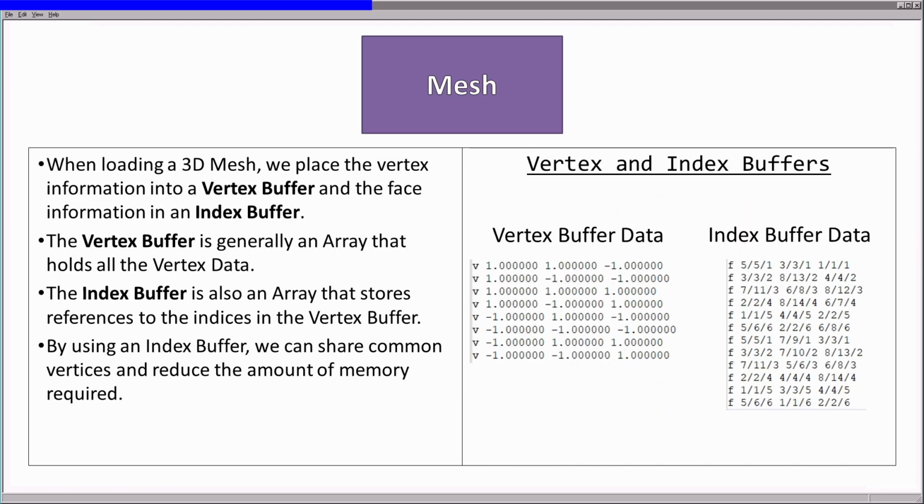When loading a 3D mesh, we must place the vertex information into a vertex buffer and the face information into an index buffer. The vertex buffer is generally an array that holds all the vertex data. The index buffer is also an array that stores the references to the indices in the vertex buffer. By using an index buffer, we can share common vertices and reduce the amount of memory required.